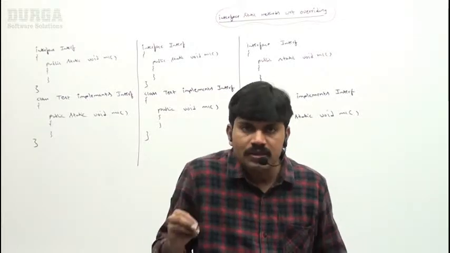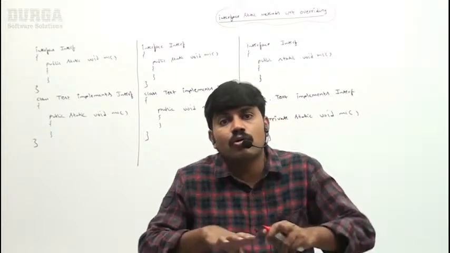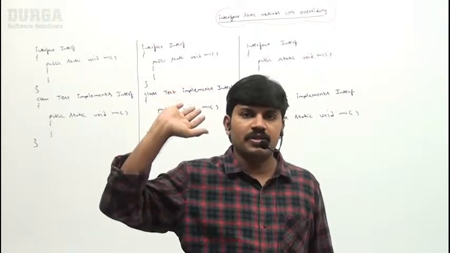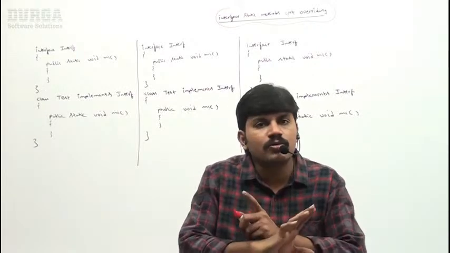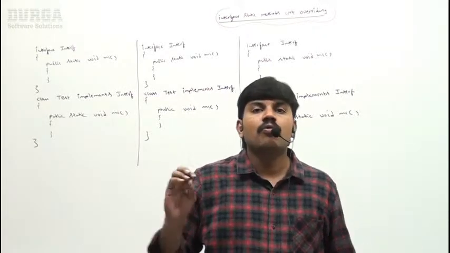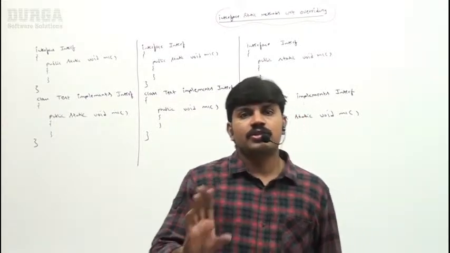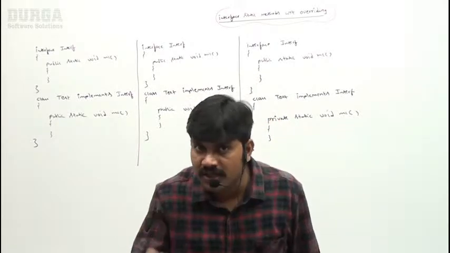That's why the overriding concept is not applicable for interface static methods. If you want, you can define exactly the same method in the child class, no problem at all. It is valid but not overriding. Remember this one. So the interface static method is by default not available to the implementation class. That's why the overriding concept is not applicable for static methods. Is it clear for all of you?